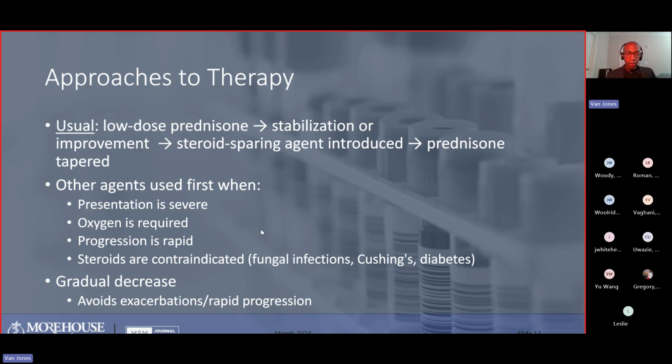But you would use the other agents first when the presentation is severe, such that oxygen is required, if there's been a rapid progression of symptoms, or if for some reason steroids are contraindicated, like you have a patient with Cushing syndrome or diabetes or a systemic fungal infection or systemic sclerosis-related ILDs, as I mentioned. And it's important when you're tapering agents, you do so gradually, because if you do so too fast, you can have an exacerbation of symptoms or even a rapid progression of symptoms that are already present. And those are antithetical to what we try to do in medicine.